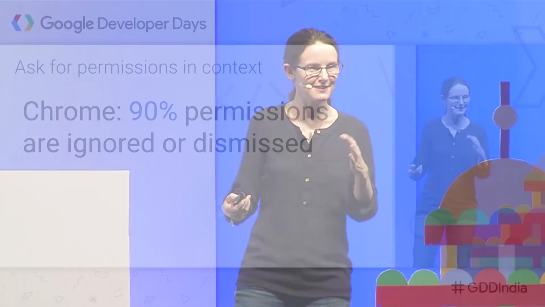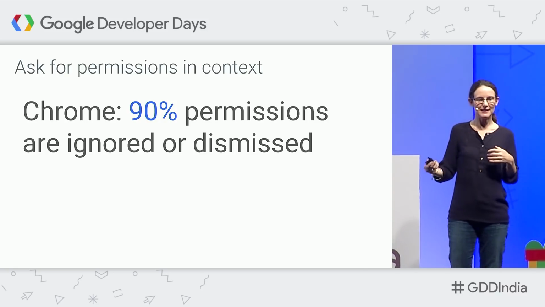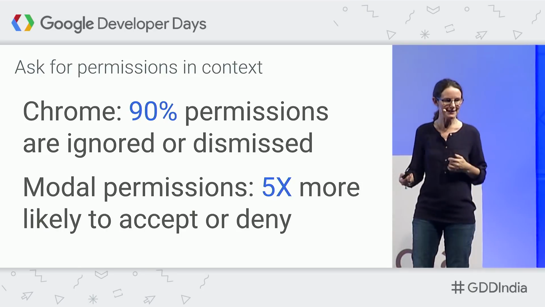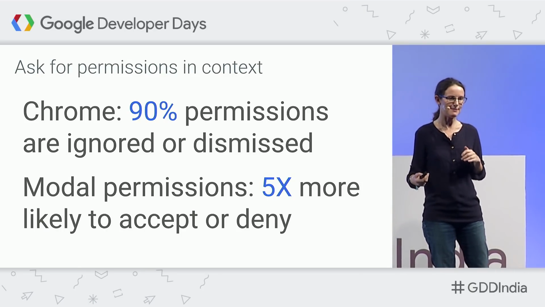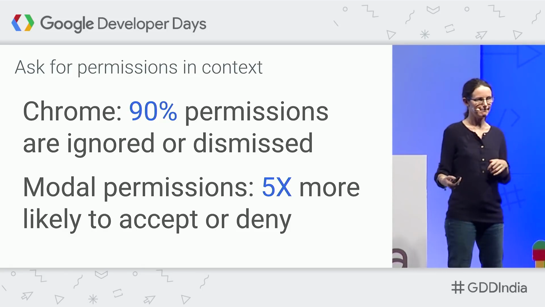So in Chrome 63, permissions are going to become modal. This makes users 5 times more likely to accept or deny requests rather than temporarily dismissing or repeatedly ignoring them. So that's a change that's going to be happening.